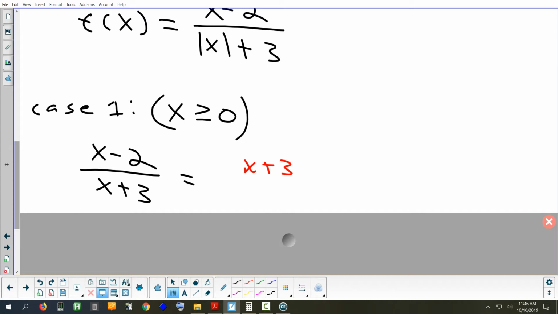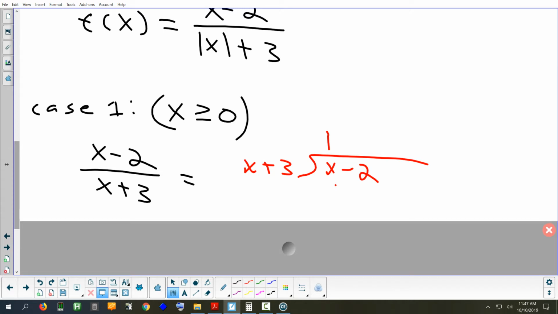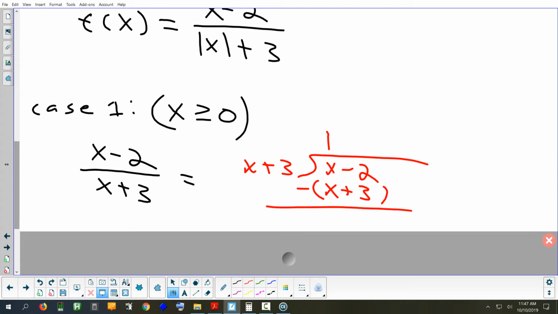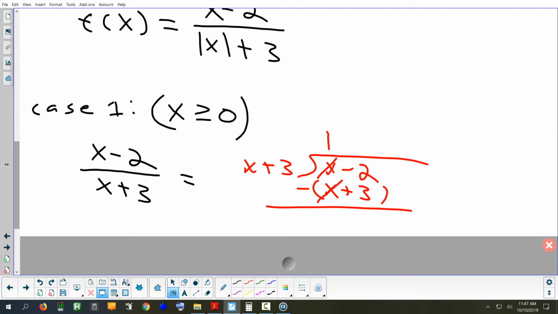All right, so we have x plus 3, and we're dividing that into x minus 2. So how many times does x go into x? Once. That's going to be our number. So now we got the number. 1 times x is x. 1 times 3. And subtract. -5. That's my remainder.